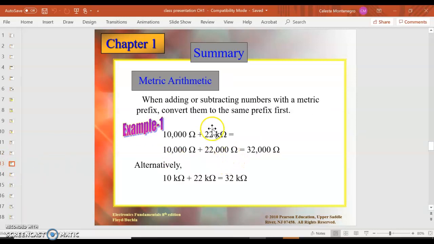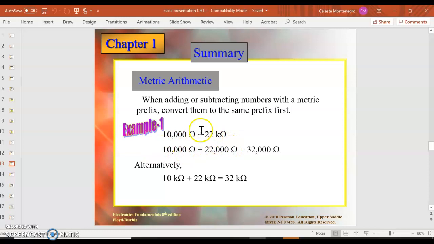Then we have metric arithmetic. How to add different exponents. It is very important that we remember this. When we add two values, we want to make sure that they are in the same base. Here we have 10,000 times 10 to the power of 0, plus 22 kilo ohms. We cannot add them. We have to set them in the same power base. So either we take this to the kilo or we take that to the regular representation.